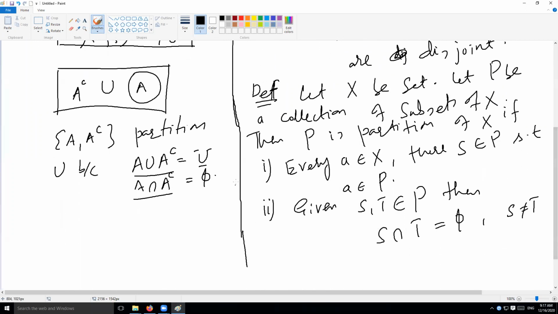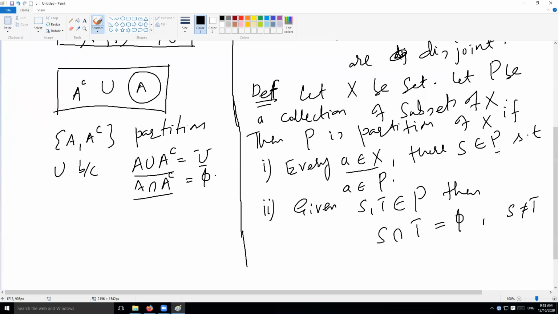So what is the first statement telling you? It is telling you that every element of X is in some set in P. So there is a part in the partition that contains your required element A. Every element of X is in some part, and that part must be present in P.